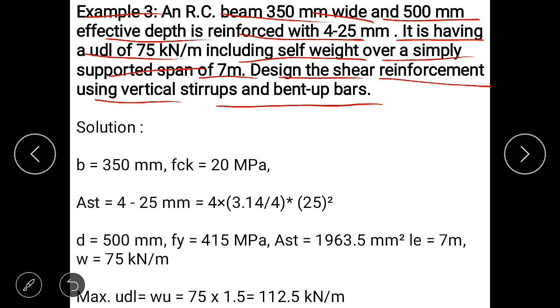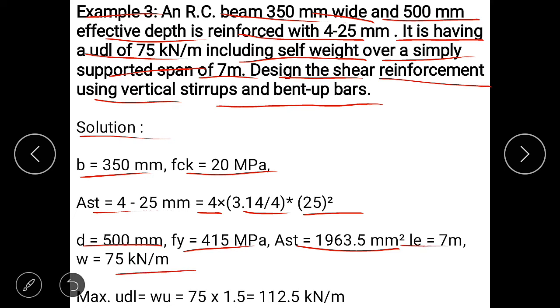Okay, so the solution. The given data: width of beam is 350 mm. fck is 20 MPa. AST is 4 bars of 25 mm diameter. So how to calculate the area? Number of bars is 4 into pi by 4 into 25 square. So AST is 1963.5 mm square. Effective depth is 500 mm. fy is 415. Length is 7 meter. Load on beam is 75 kilonewton per meter, which is self weight.